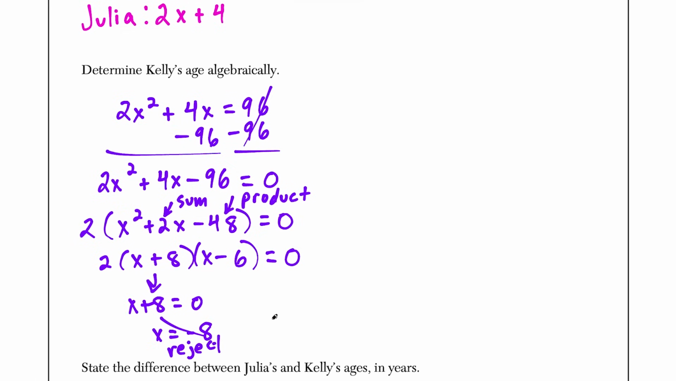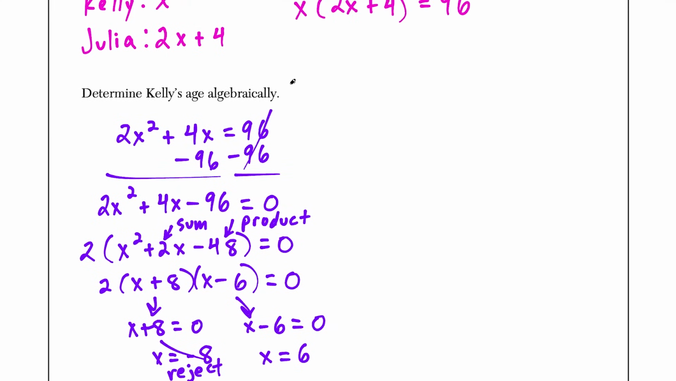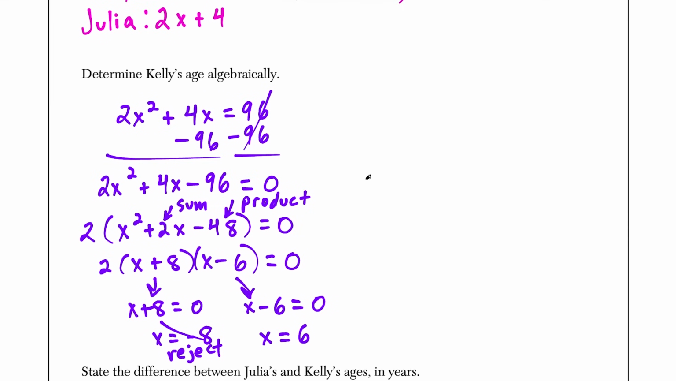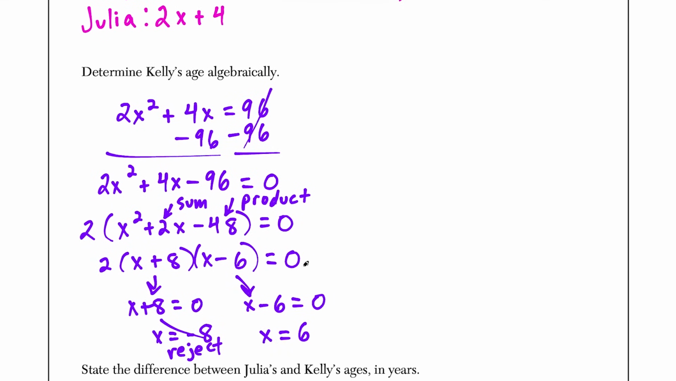However, the second factor, x minus 6 equals 0, we could solve and we'll get x equals 6. And this will make sense in the context of the question. Remember, Kelly is x years old. If we look back to this part, Kelly is x years old. So that tells us, if we're going to state Kelly's age, that Kelly is 6 years old.